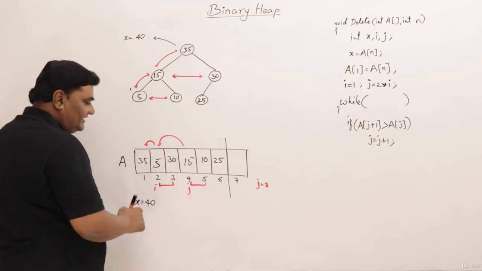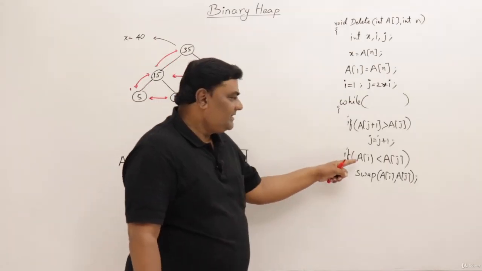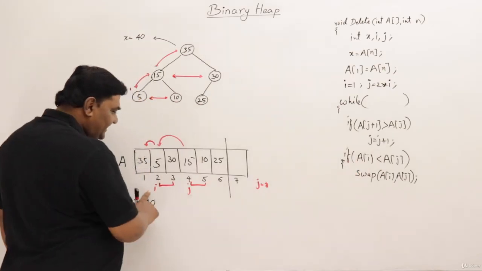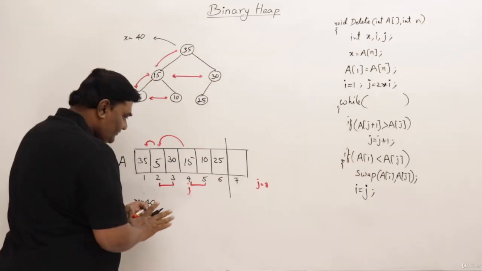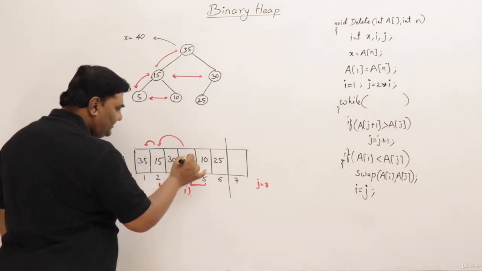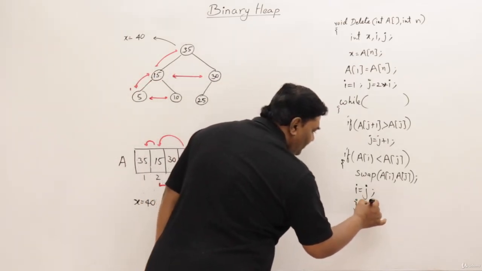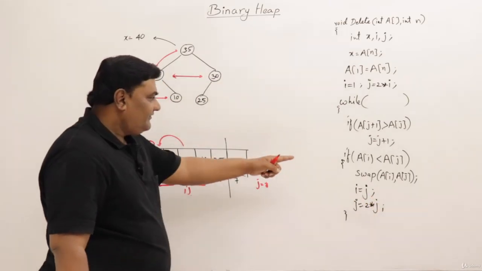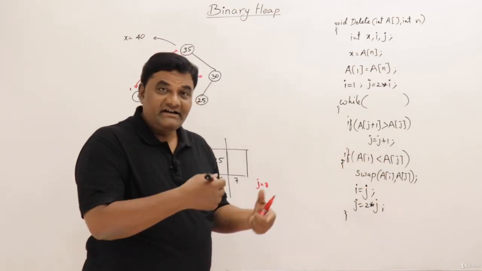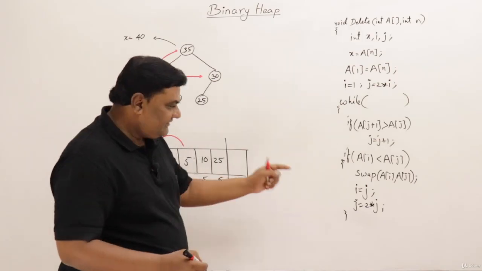Like j was here, I was here, and element 5 was here and 15 here. Compare A of I with A of j. If A of I is smaller, then interchange A of I and A of j. If the parent element is smaller than the child element, then interchange parent and child. And also bring I to the place of j. So I will come at the place of j. Elements are swapped. Then j should go to its left child, so j becomes 2 into j. If the parent element is not less than the child element, if it is greater or equal, then we don't have to swap and we don't have to go further. Stop. So I will say break.